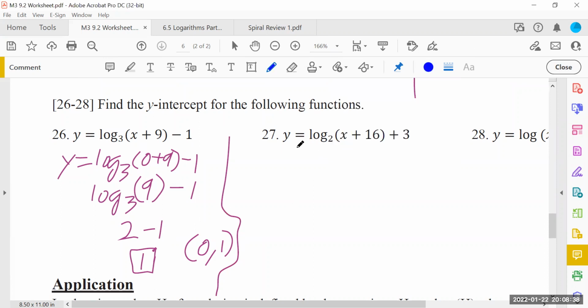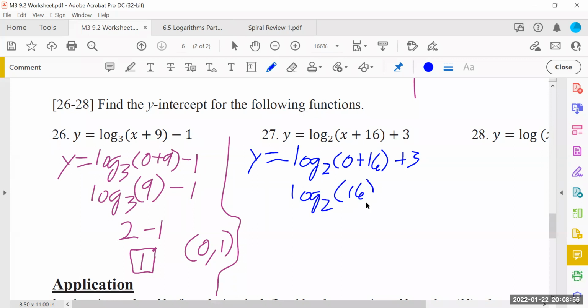The next one, make the x 0 again for the y-intercept. Y is equal to log base 2 of 0 plus 16, plus 3. Do the 0 plus 16: log base 2 of 16 plus 3. 2 to what power makes 16? 2, 4, 8, 16. That's 2 to the fourth power. So 4 plus 3 is 7.